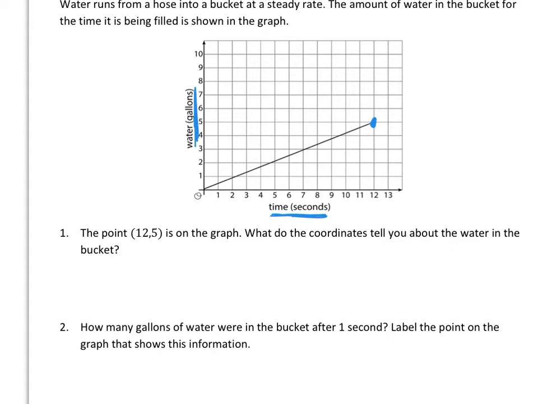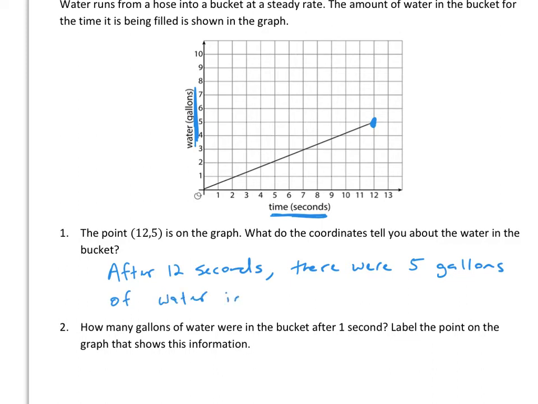Therefore, these coordinates tell us that after 12 seconds, there were 5 gallons of water in the bucket.